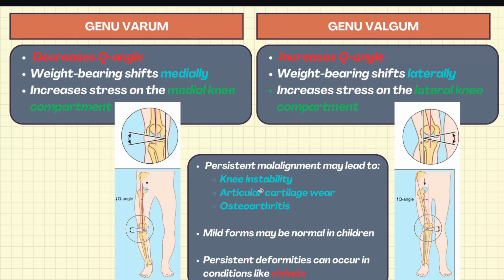Now, something about these two cases is that if they persist, they're going to cause knee instability and articular cartilage wear. That means the articular cartilage is going to start slowly going away, and you're going to end up with osteoarthritis. Mild forms may be normal in children. So in children, that's fine. However, if it stays later on, that could be abnormal. Persistent abnormal deformities can occur in conditions like rickets. I'm pretty sure rickets most of the time, or I think all the time, is going to be a genovarum. It's going to have this wide space between the legs.